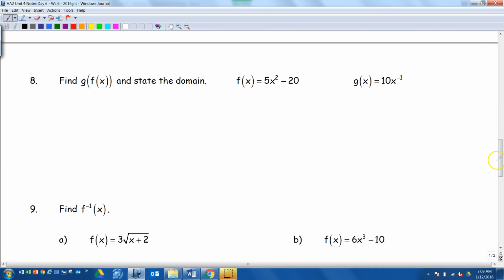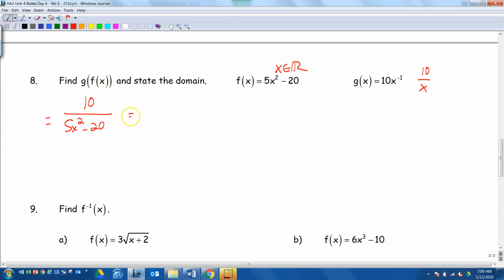Alright, same thing. This has no restriction. This you can rewrite as 10 over x, and we're sticking f into g. So that means where I see an x for g, we're putting f, so it becomes 10 over 5x squared minus 20.